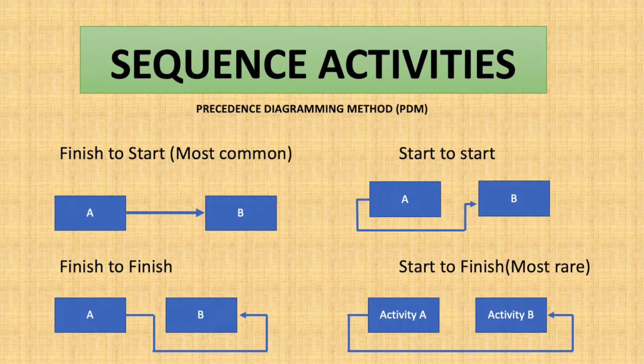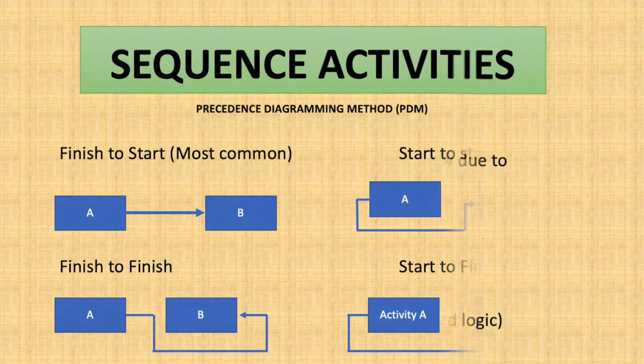The last one is start to finish. This is most rarely used. As PMI also explained, this is for scheduling experts. In this type of relationship, a predecessor activity cannot finish until a successor activity has started. As an example, a new accounts payable system, the successor, has to start before the old accounts payable system can be shut down. So this type of relationship is called start to finish. This is very rarely used and is also for scheduling experts.